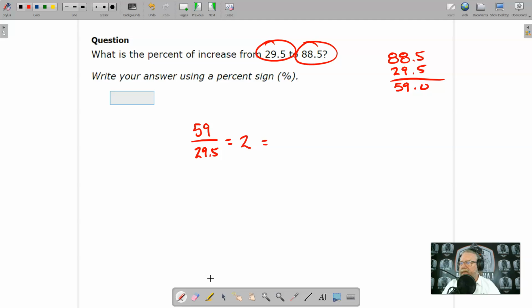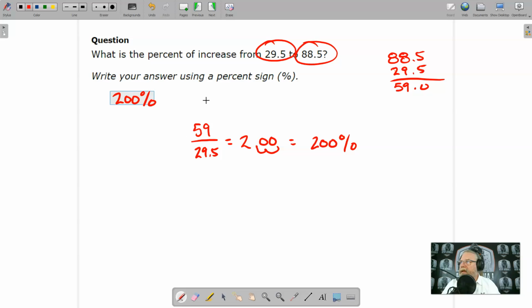Move the decimal over 2 places. Actually, let me go ahead and move that there. The decimal would be here, right? Move the decimal over 2 places. Need to throw a couple zeros on there, so we would end up with 200% as our answer. Is a 200% increase. Does that seem about right? So I should be able to multiply 29.5 times 3, 88.5. Indeed it is.